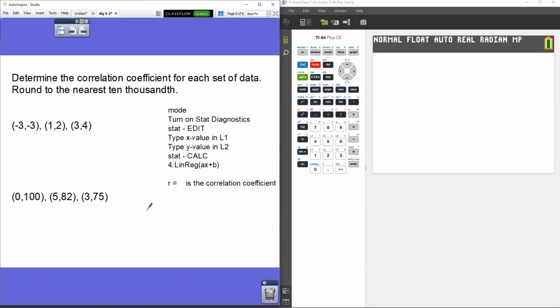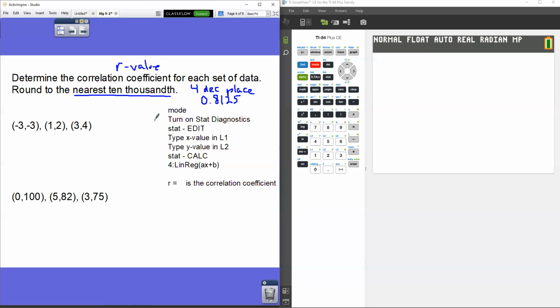The next thing that you're going to have to do is determine the correlation coefficient. Remember, that is your R value for each set of data. Round to the nearest 10,000th. All right. Now, 10,000th is 4 decimal places. So what you're going to have, for example, as answers is you might have something like 0.8125. All right. That has 4 decimal places. That's rounded to the nearest 10,000.